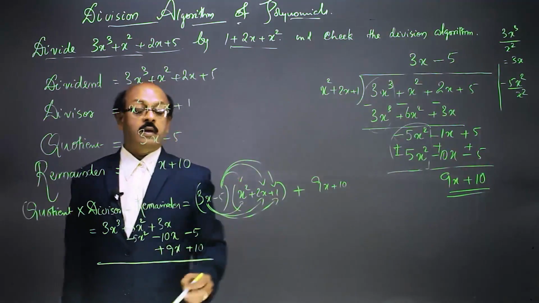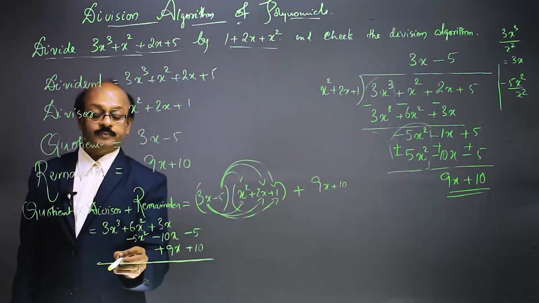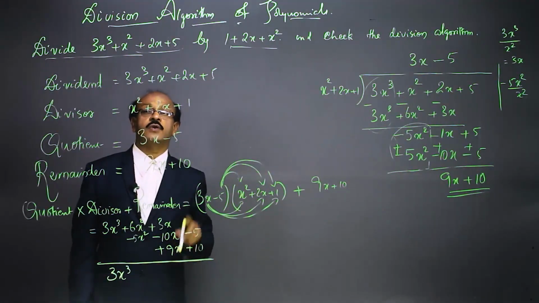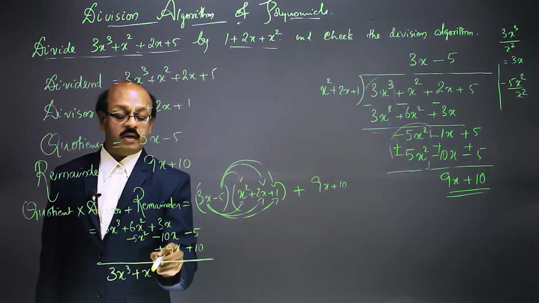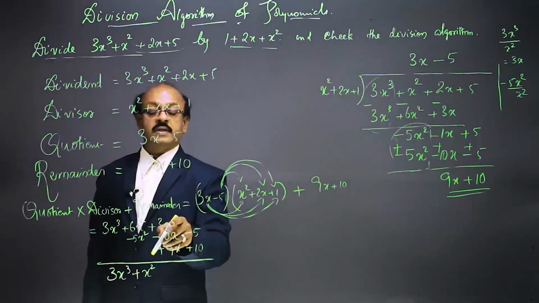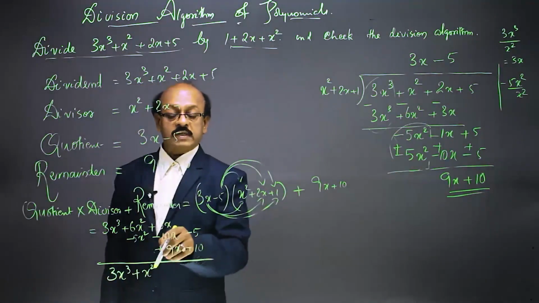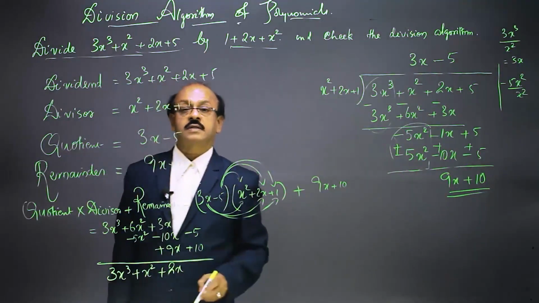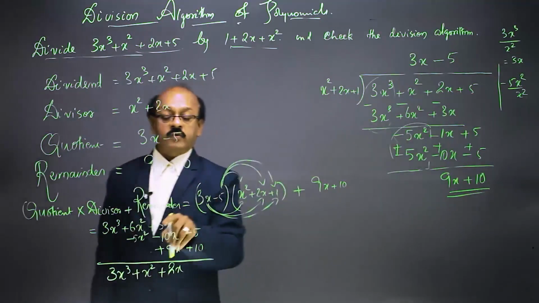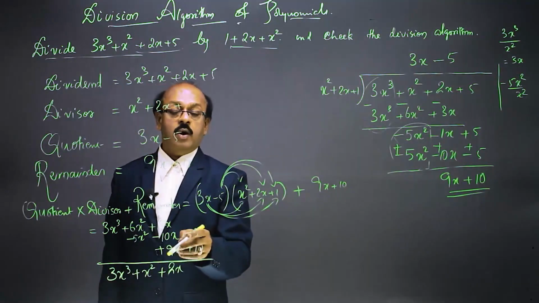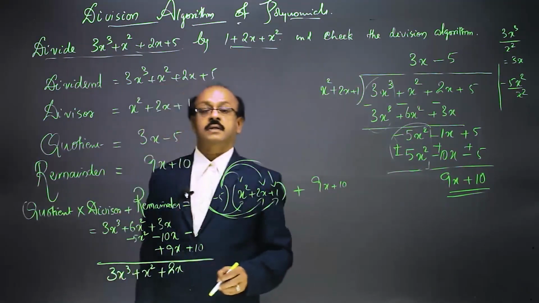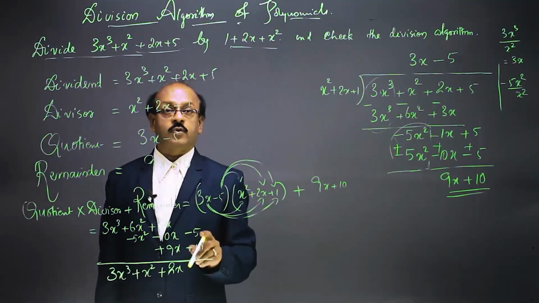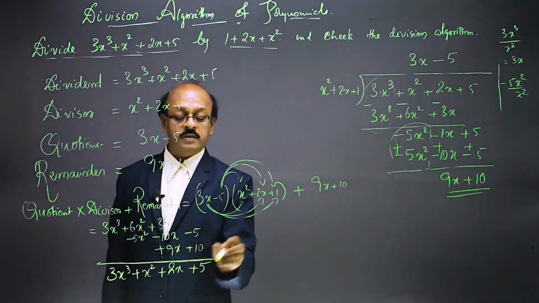Adding, we will get 3x cube plus 6x square minus 5x square. That means 6 minus 5, which is equal to 1x square. Now, 9x plus 3x is equal to 12x, 12x minus 10x is equal to plus 2x. Now, minus 5 plus 10: subtract the smaller one from the larger and give the sign of the larger. That means 10 minus 5 is equal to 5. Sign of the larger number is plus, so it is plus 5.